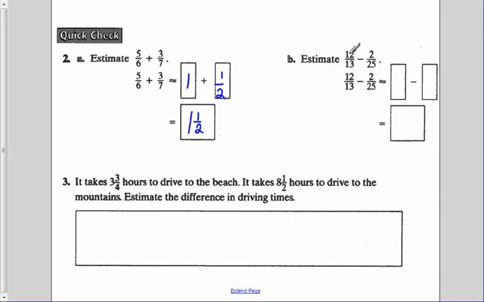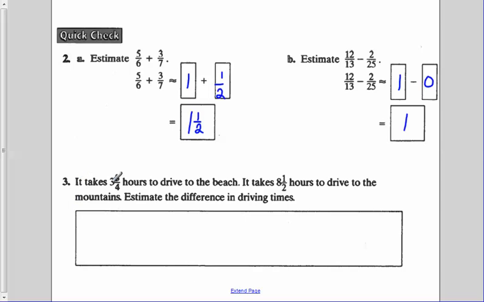And then we have 12/13 minus 2/25. 12/13 is really close to a whole, so we'll say that's 1, and then 2/25, well, that's really much less, 2 is much less than 25, so we'll say that's 0. So 1 minus 0 is 1.